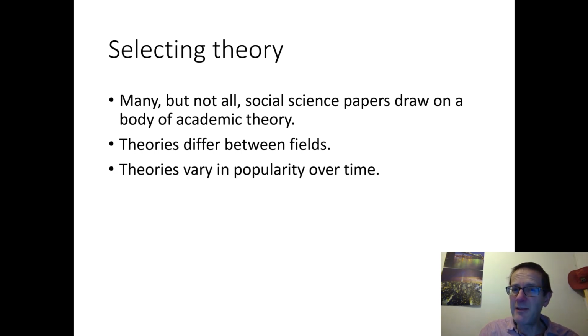Theories vary in popularity over time. There are big theories that seem to stay popular for decades, and other ones might come and go. So you need to make sure that you are using a theory that is still regarded as valid and useful now. If you found a relevant theory from 20 years ago and it was no longer cited much or no longer mentioned much in current research, then it wouldn't be a good idea to use it, I think, unless you have a very strong reason.